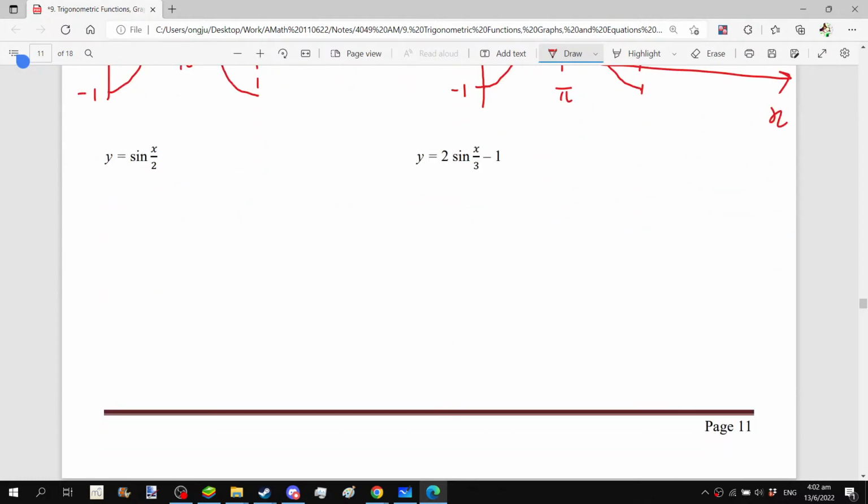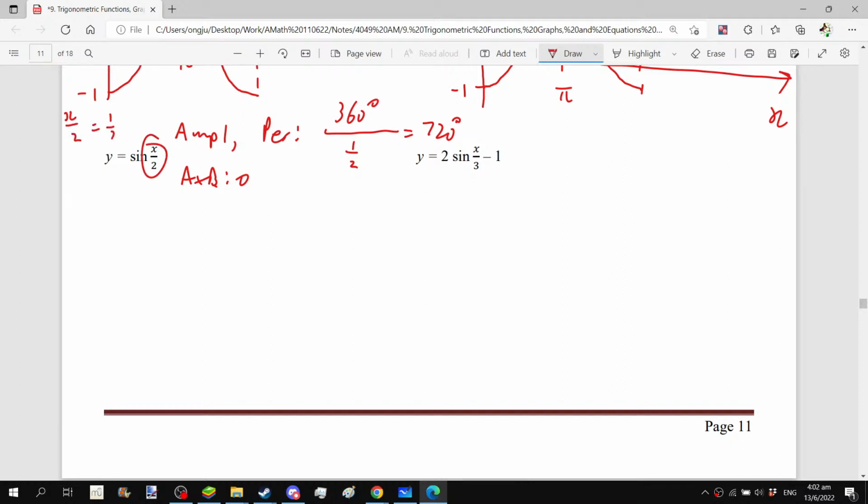Okay, now our last two examples over here are also pretty interesting. Over here we have an amplitude of 1, period of 360 degrees, or alternatively 2 pi divided by half. In other words, 720 degrees. And of course the axis is at 0. The reason we divide by half is because x over 2 is quite clearly just half times x. So the coefficient of the inside algebra is half.